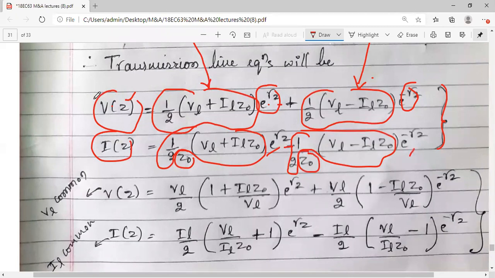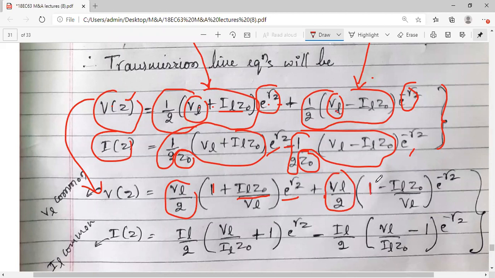What I will do here, in the first equation, I will take V of L common. You can see V of L here, it is visible. So if you take V of L common, what you will get? VL by 2 outside. VL is common, so I'll get 1 plus. There is no VL here, so take divided by VL and exponential as it is. Then 1 by 2, take VL common, VL by 2. VL is common, so it is 1 minus, there is no VL term, so divided by VL and exponential as it is.